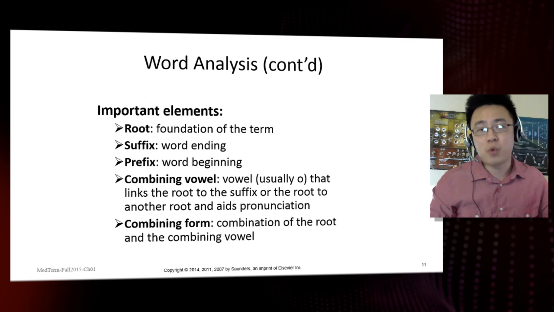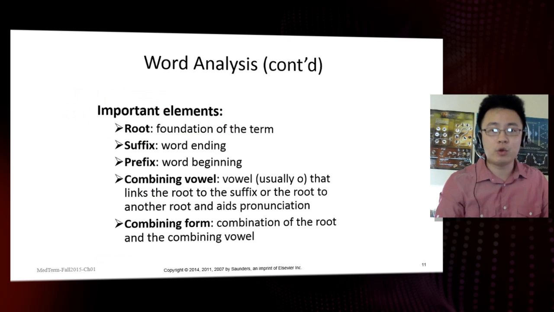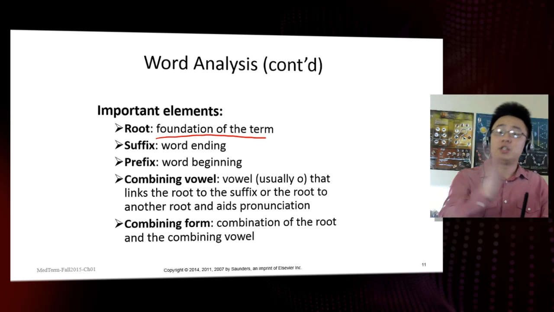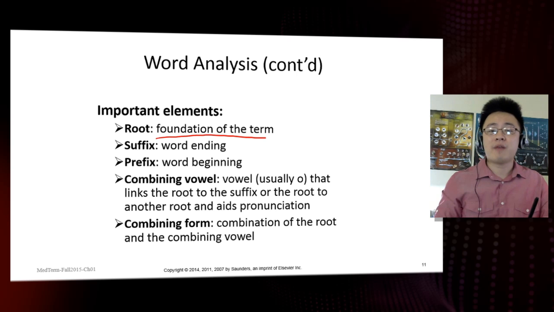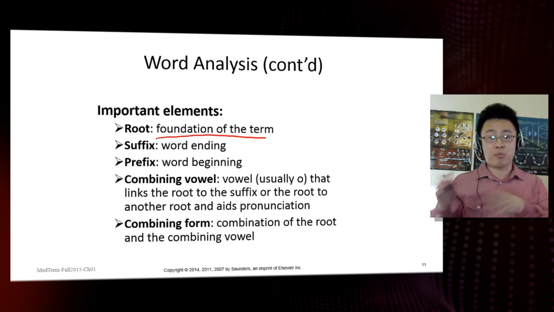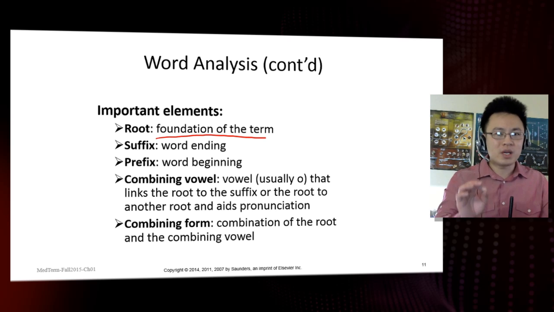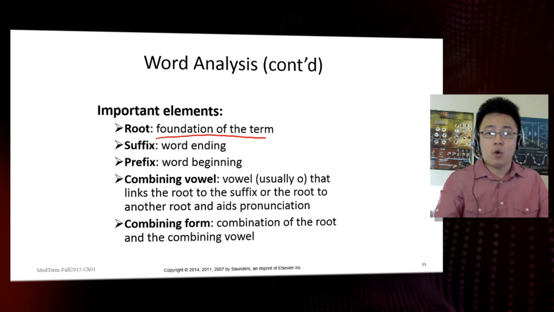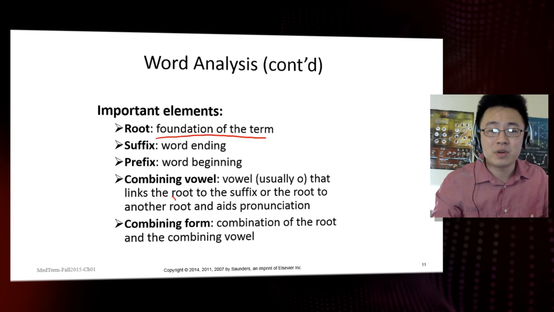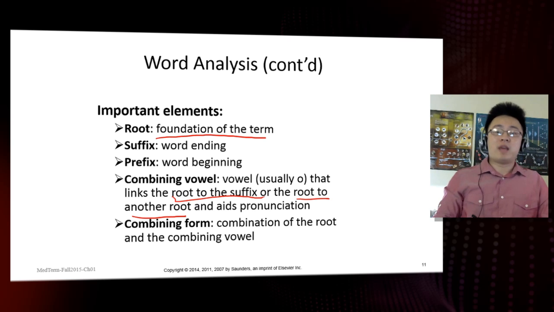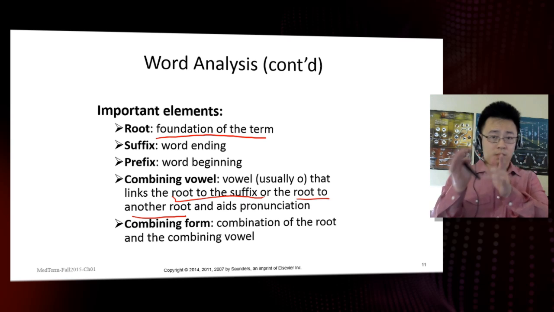So here are some of those important elements. We do, once again, have that root, which is the foundation of the term. The suffix here is considered the root ending. We do have the prefix, which is the word's beginning, like pre means before, right? And you do have that combining vowel, which is usually an O, not always, but usually an O, that links the root to a suffix or root to another root, and that aids in the pronunciation. You do have that combining form, and that combining form is like the root with that combining vowel.